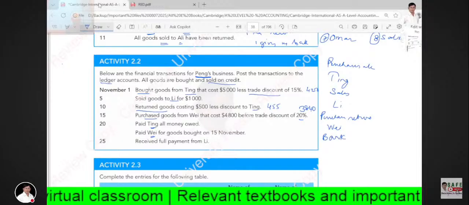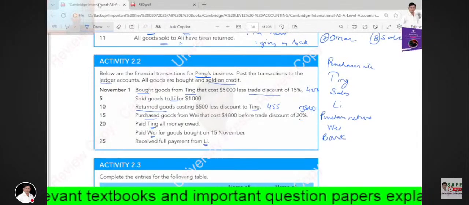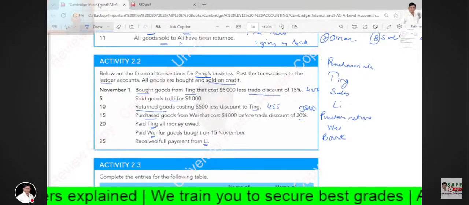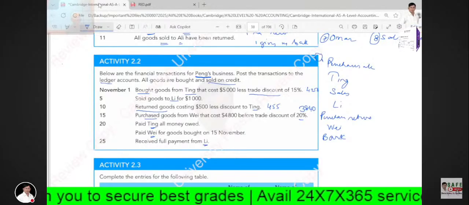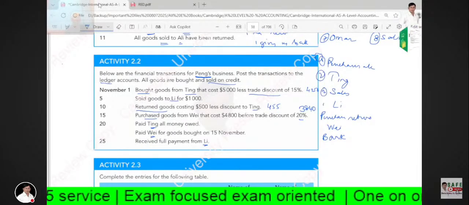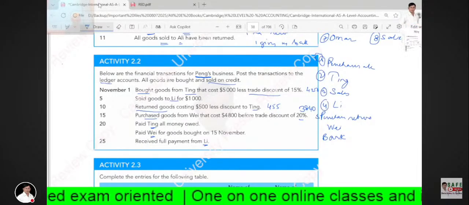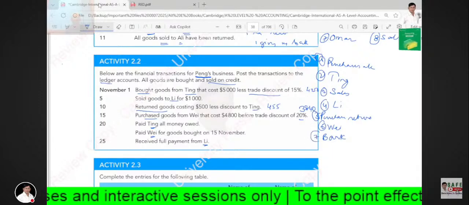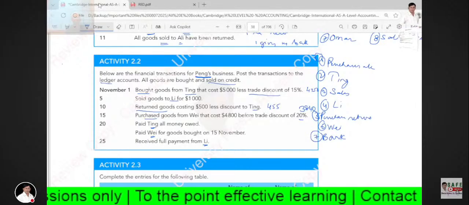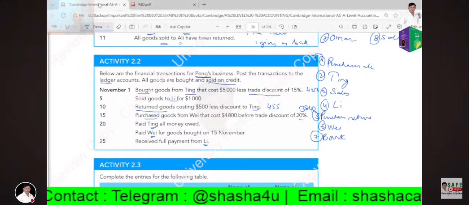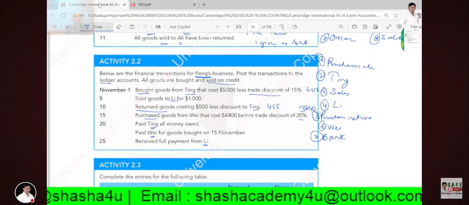Received full payment from Lee. So that will also be recorded in the bank account. So how many accounts should we open? One, two, three, 4, 5, 6, 7. We have to open 7 accounts. So first you bought goods from Tinge that cost 5,000.